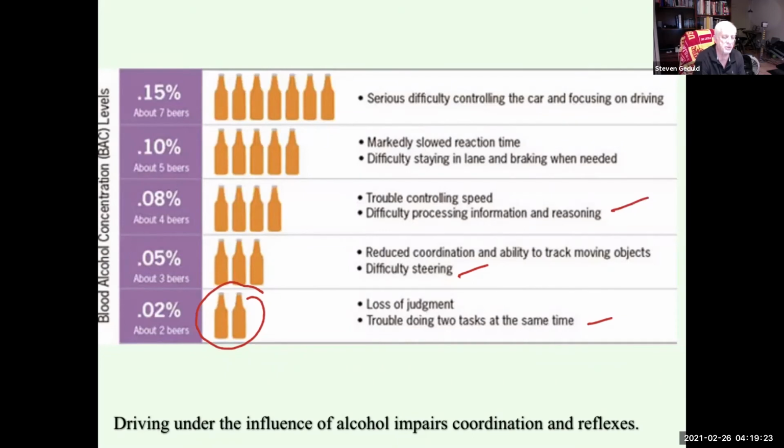About 0.1% is roughly 5 beers. 5 beers: markedly slow reaction time, difficulty staying in the lane, and difficulty braking when you have to brake. You don't analyze situations correctly.